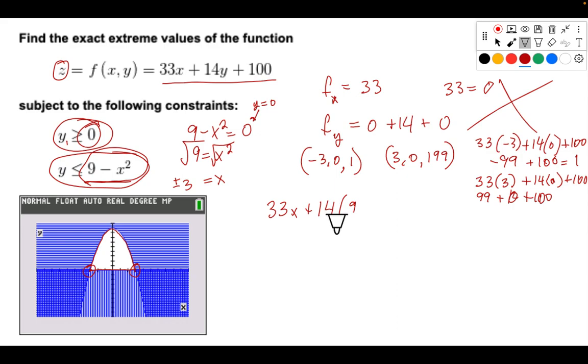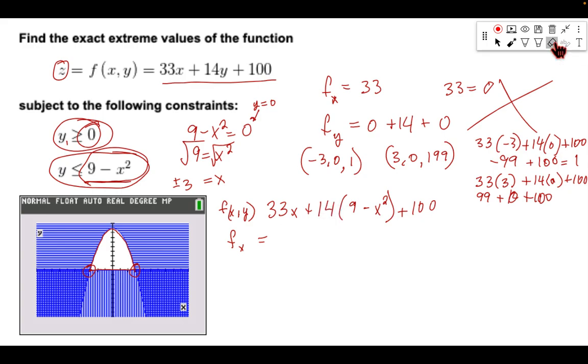9 minus x squared plus 100. So notice I just took my function and I took y equals 9 minus x squared, because that's a boundary. And so I put that in for y. Now, this is on the boundary, it's still the function, right? So I see if there's any critical points here, so I take the partial with respect to x.